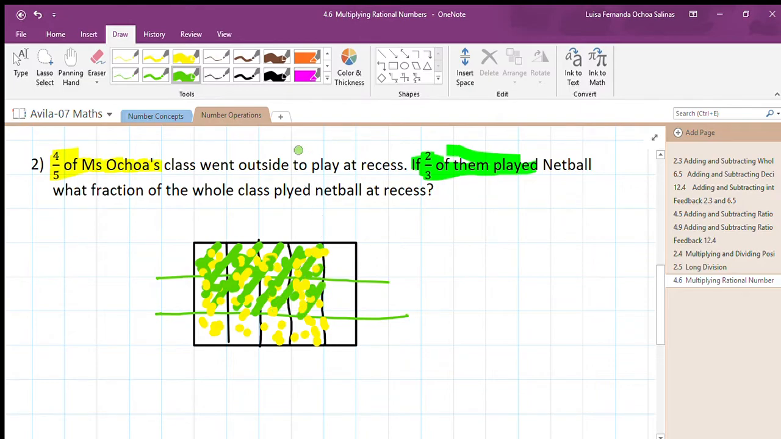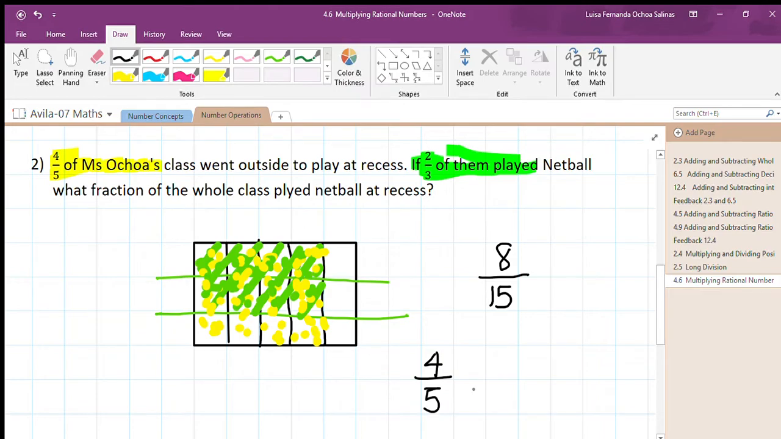Good. So let's see what my answer to the problem will be. So how many pieces do I have in total? Let's count. 1, 2, 3, 4, 5. And 5 here, 10, and 5 here, 15. So I have 15 in total. That's why that's my denominator. And how many do I have shaded in green and yellow? I have shaded 1, 2, 3, 4, another 4, 8. So my answer is 8 over 15. And if we do the multiplication, it will be 4/5 times 2/3 is equal to 8 over 15.